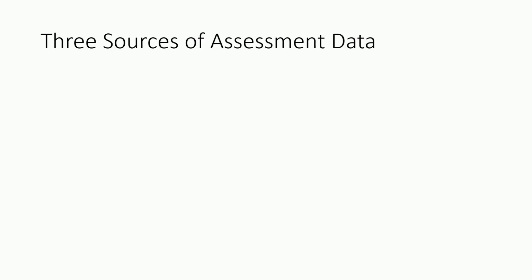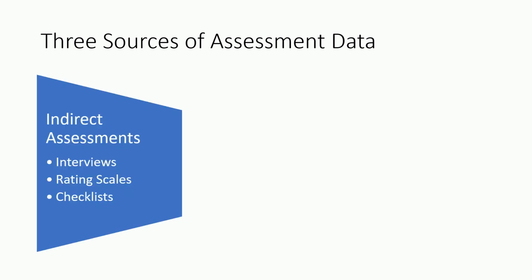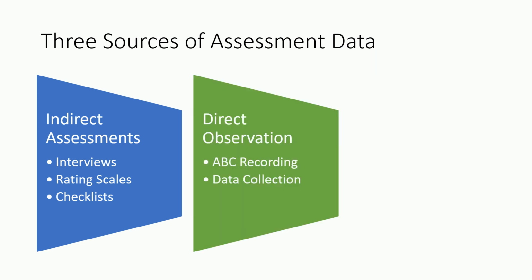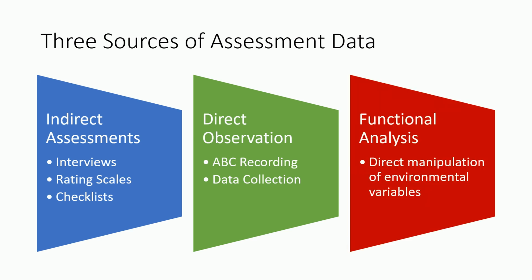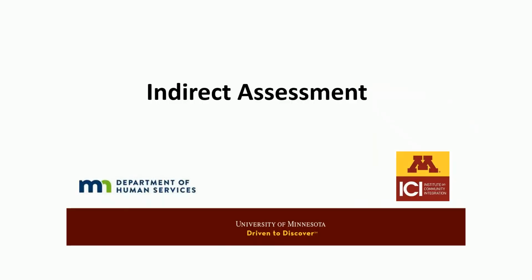So there are 3 sources of assessment data to get at what is the function of behavior. We can use indirect assessments, such as interviews, rating scales, or checklists. There's direct observation in the form of ABC recordings or other types of data collection. And there's functional analysis, which is the direct manipulation of environmental variables. All of these 3 sources of assessment data help us to understand what the function of the behavior might be, each giving us a different insight into that behavior.